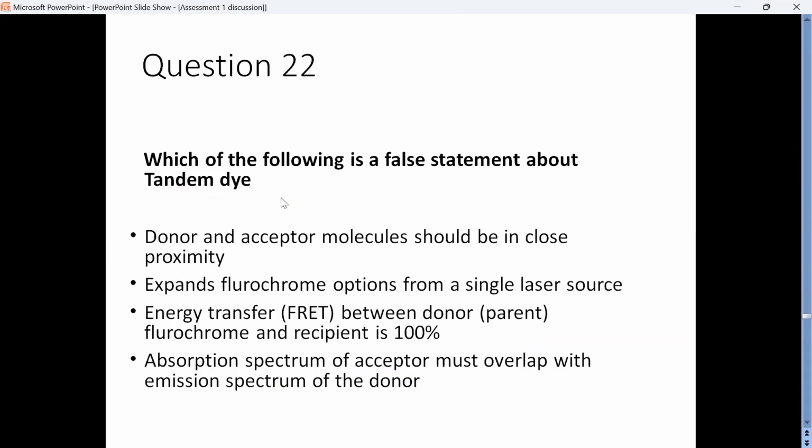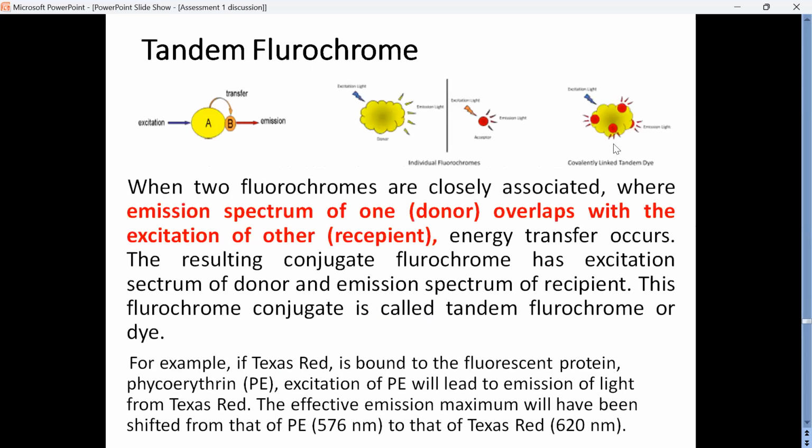So coming to tandem, since many people have asked doubts, let's just finish off tandems. So what is a tandem fluorochrome? Let me go from the basics. Tandem fluorochromes are two fluorochromes that are closely associated. The first point is that tandem fluorochromes are two fluorochromes that should be tightly bound to each other, closely associated. Okay, so what is the advantage?